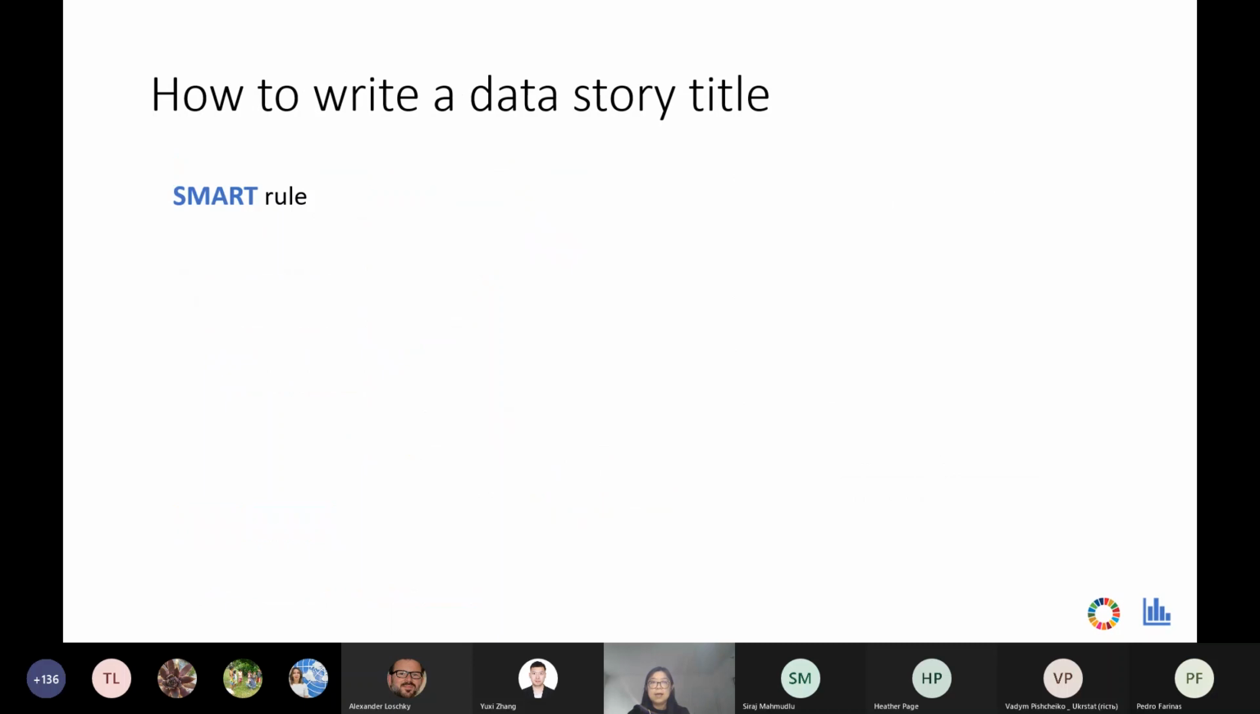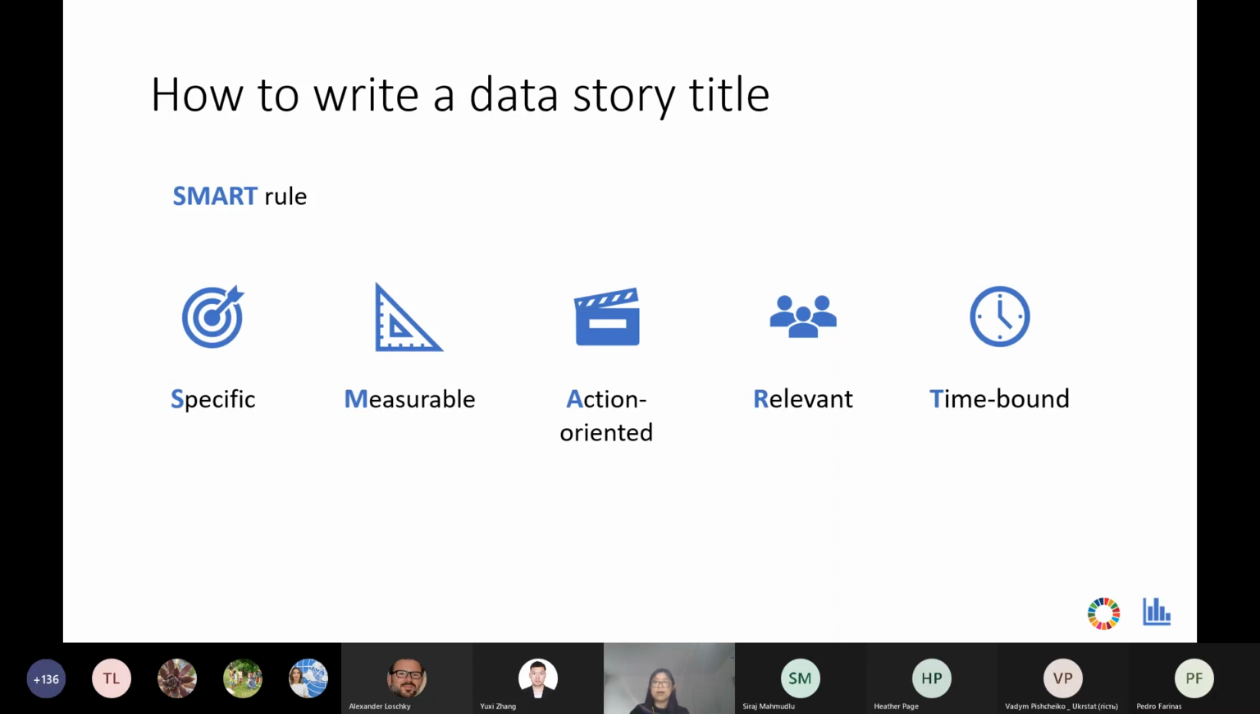And another component for data storytelling is how to write a data story title. So here I'm introducing the SMART rule. By SMART, I mean it's specific, measurable, action-oriented, relevant, time-bound. These are the 5 key components for a smart or a good data story title. I have to say, you don't need to have all 5 to make it a good title. Sometimes there might be 1 or 2 missing, but you can still make it very clear.